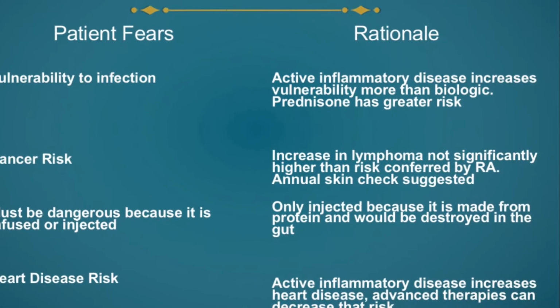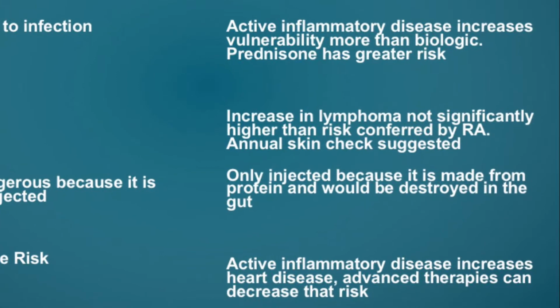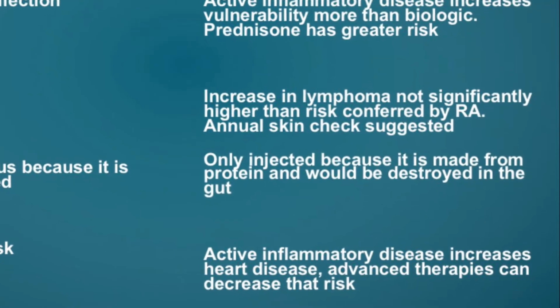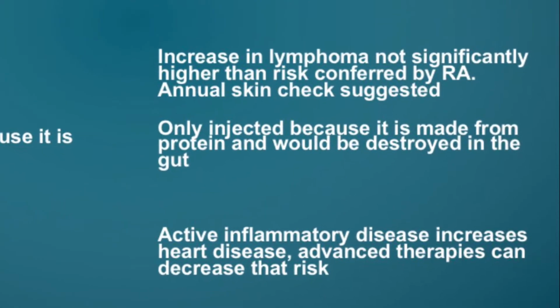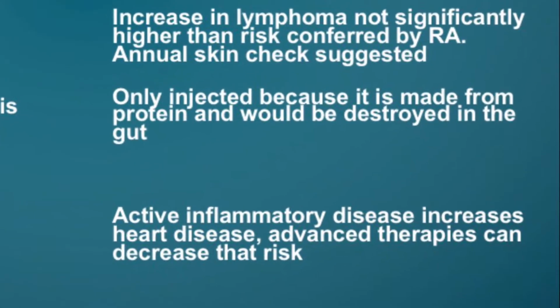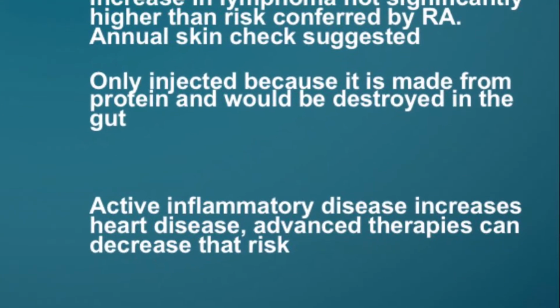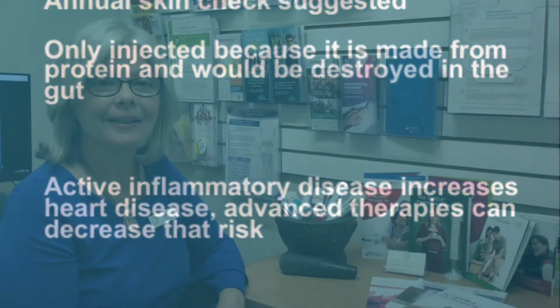And heart disease risk. Well, active inflammatory disease increases heart disease. And the advanced therapies we're talking about can decrease that risk because they're decreasing inflammation, not just in the tissue that you feel and see, but also in the blood vessels as well. So getting your treatment under good control has way more benefit than it does risk. And this is why we make the decision to move on to these advanced therapies.